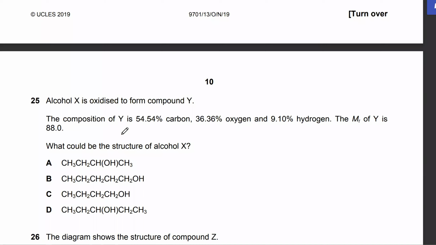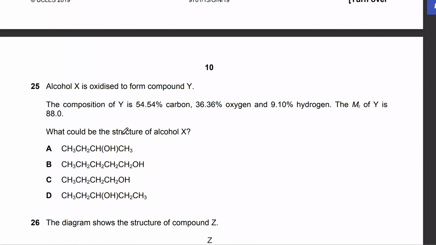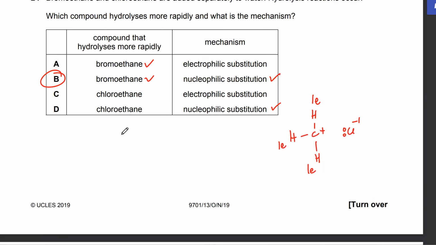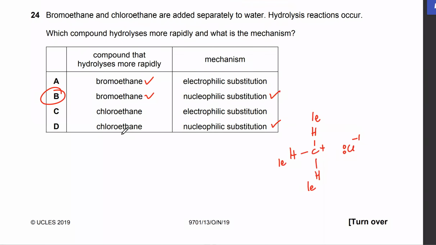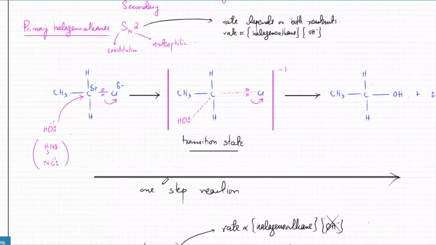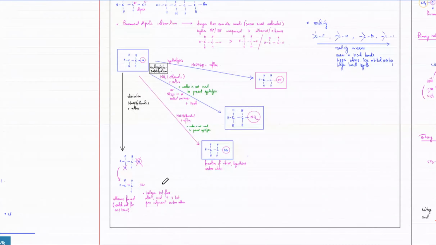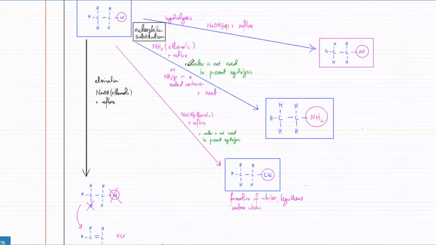The next one is about... Yes, go ahead. Sir, hydrolysis will happen only in the nucleophilic case, right? Hydrolysis is a reaction with water. So when you use the word hydrolysis, remember there's only one of them which is called hydrolysis, which is the one with OH ions. Okay, the other ones, they're all nucleophilic substitution, but the other ones are not called hydrolysis.